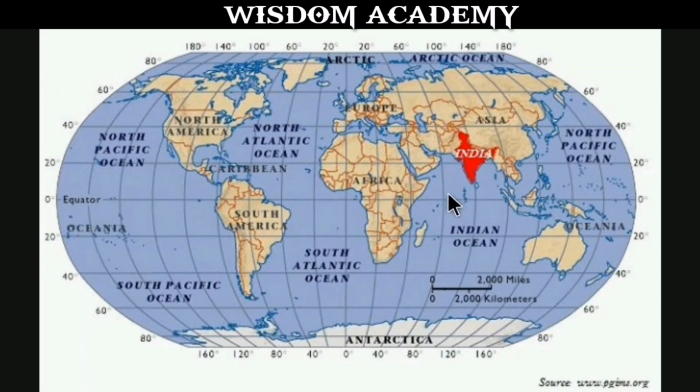India is above the equator, so it is in the northern hemisphere, and it is on the eastern side, so it is in the eastern hemisphere. This part comes in the eastern hemisphere, this part in the western hemisphere. Above the equator is the northern hemisphere, below the equator the southern hemisphere. So India is located in the eastern and northern hemisphere. The latitudinal and longitudinal extent of India will be between the 60 degrees visible here and 140 degrees.